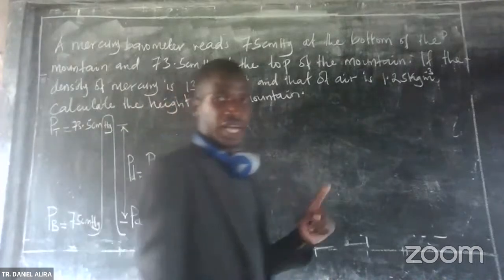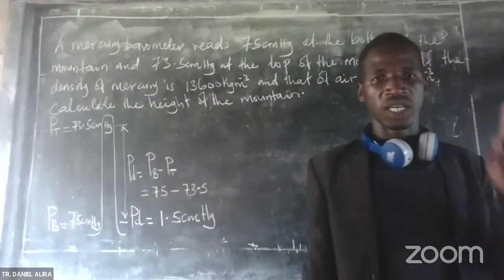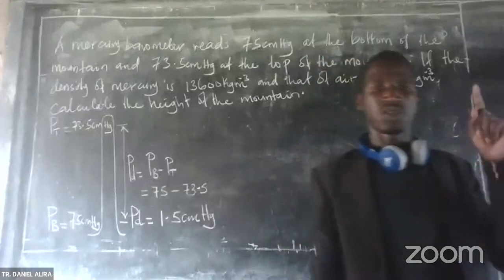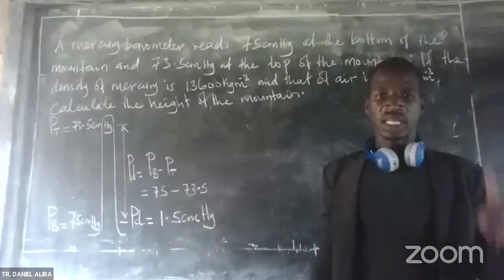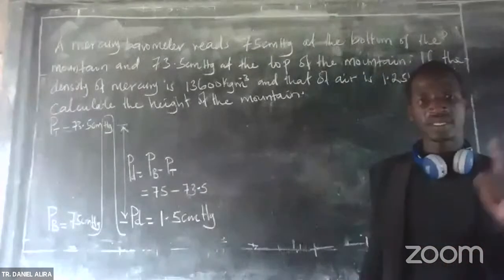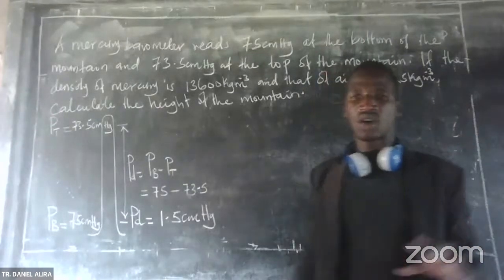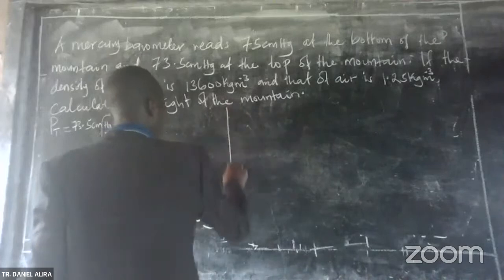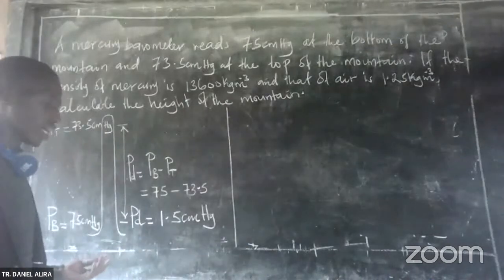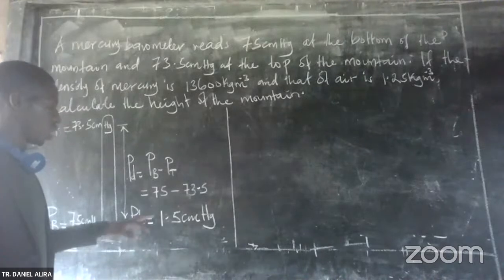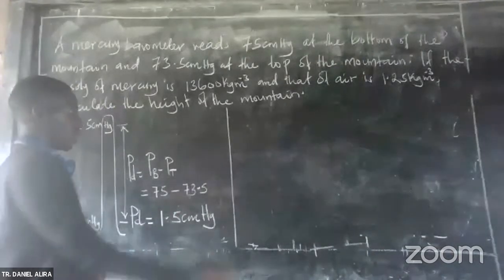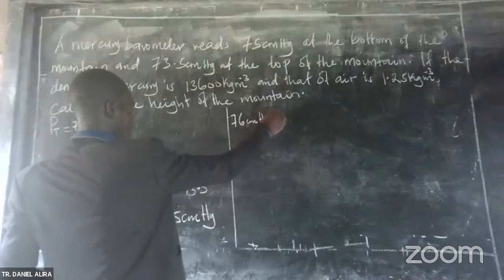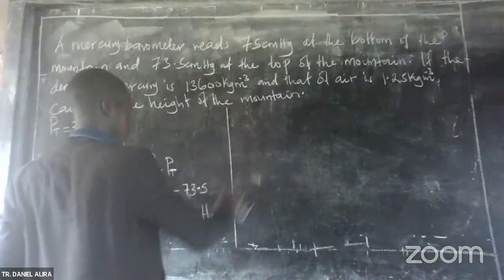Before you do anything with the pressure difference, you have to first convert it to newtons per meter squared. Before you do anything with the pressure difference, you have to ensure that it is in newtons per meter squared. This is in centimeters of mercury, so we have to convert it to newtons per meter squared. So how do you convert it?